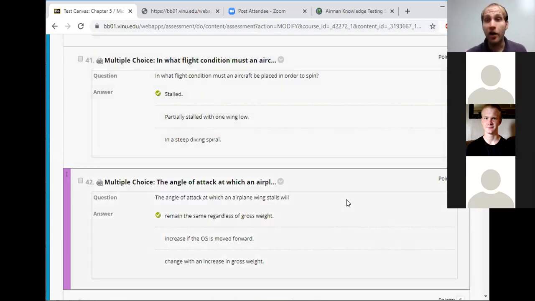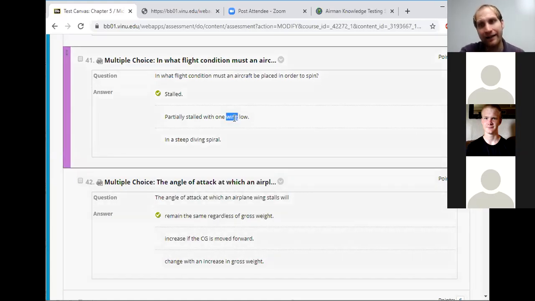All right, here's a good aerodynamics question. We love aerodynamics. Hooray, aerodynamics. In what flight condition must an aircraft be placed in order to spin? The answer is A, stalled. So what is a spin? It's an uncoordinated stall that results in auto-rotation. So the idea is that we must be in a stalled condition to ever see the airplane spin. So answer choice A, stalled.